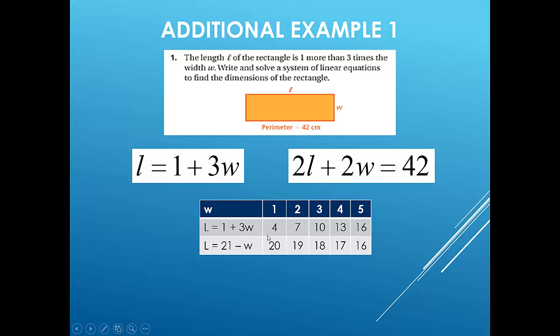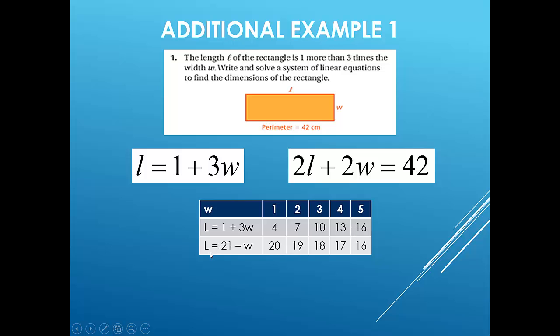Now we'll plug in 2, 3 times 2 is 6, and 1 plus 6 is 7. Then we're going to plug in 3, 3 times 3 is 9, and 1 plus 9 is 10. Next we'll plug in 4, 3 times 4 is 12, and 1 plus 12 is 13. And then we're going to plug in 5. 3 times 5 is 15, and 1 plus 15 is 16.